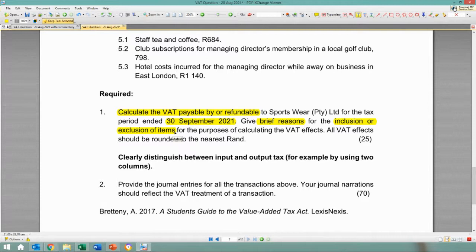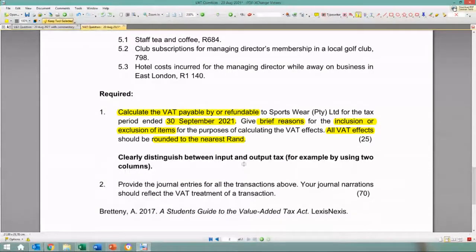Brief reasons would be: it is an exempt supply, it's a zero-rated supply, input VAT is denied, it's a non-supply. That would be seen as a brief explanation. Then they tell you all VAT effects should be rounded to the nearest rand. Now, if they do not indicate what the rounding should be, you round to the nearest cent, so the second decimal.